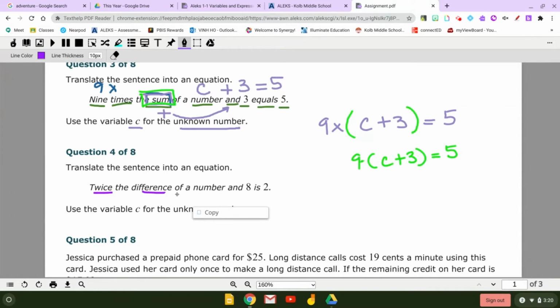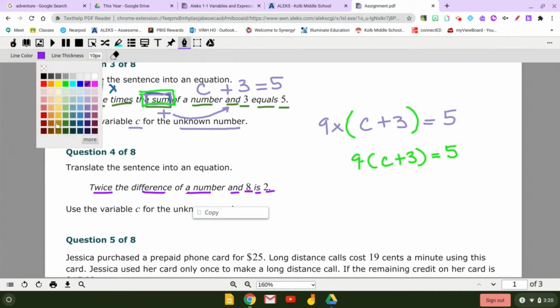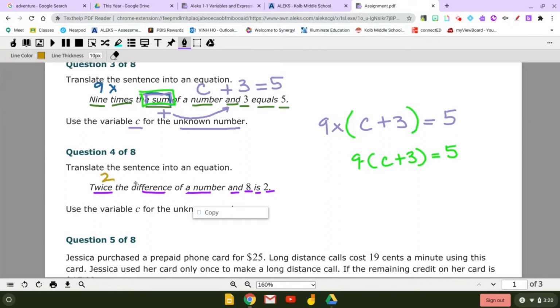All right, now we go to problem number 4. Twice the difference of a number and 8 is 2. Twice, how much is that? Twice means 2, right? Twice the difference is another grouping operation. The difference means, look on your cheat sheet. What does the difference mean? Difference means subtraction, right? So difference goes with N. So that's where you put your subtraction. 8 is means equal to 2. A number, they want you to use c.